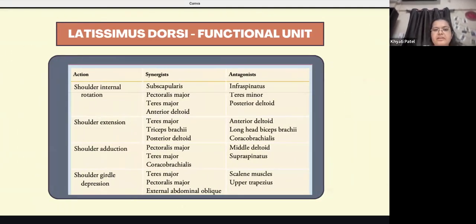And being a big muscle, it covers a large surface area and acts as synergist and antagonist to different muscles for various movements as given in this table.